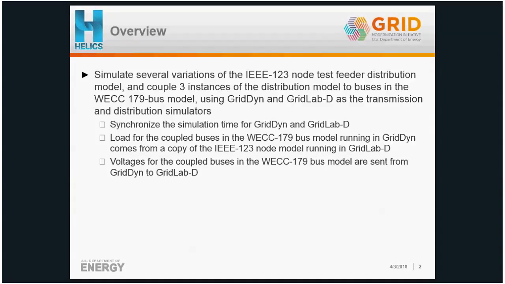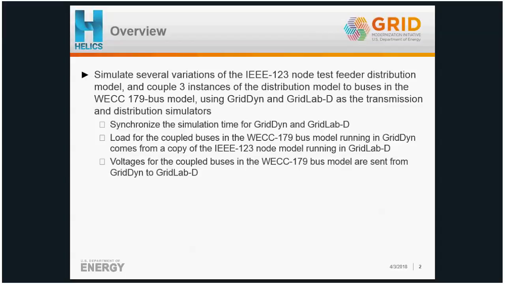For this use case, we simulated several variations of the IEEE 123-node test feeder distribution model and coupled 3 instances of each variation of that model to buses in the WEC 179 bus model. And we used GridDyn and GridLAB-D to simulate those models.